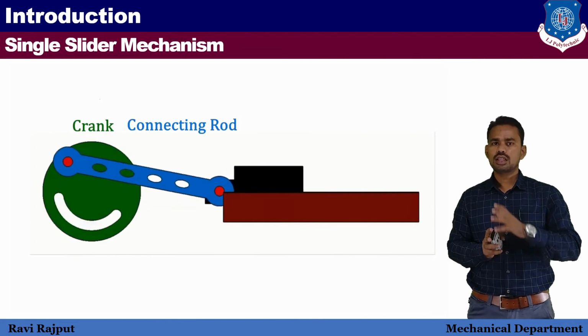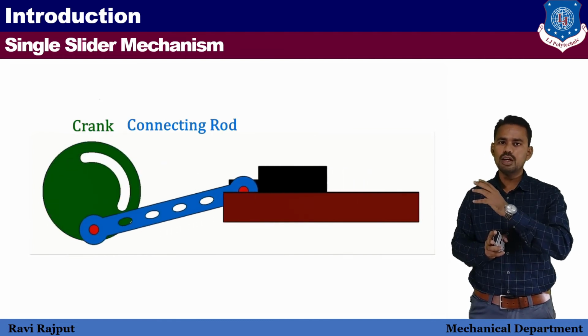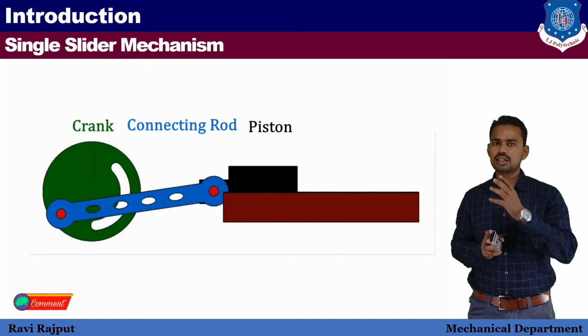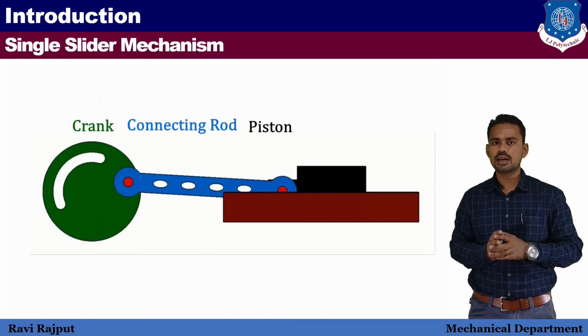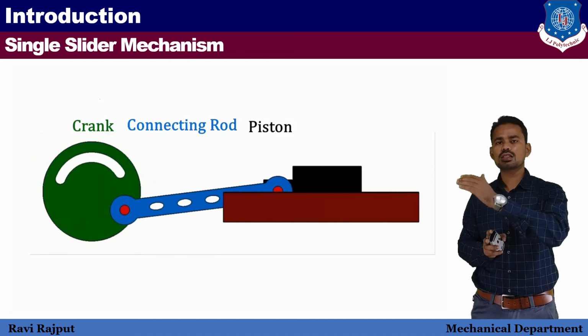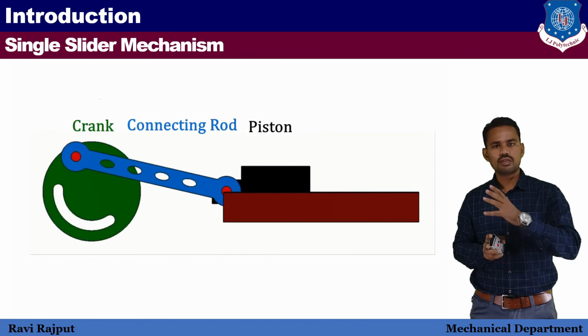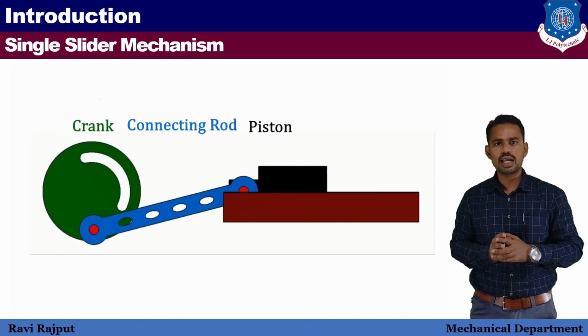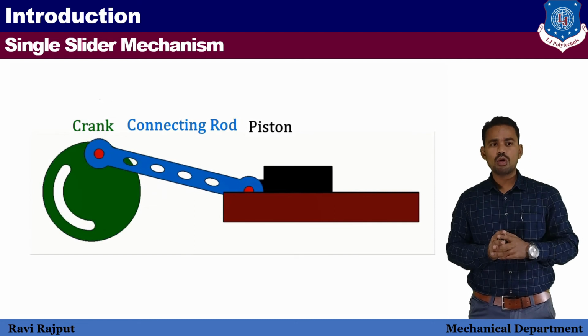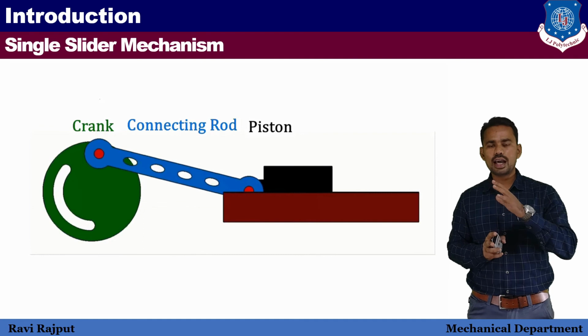So the green one is the crank, which forms a rotating pair or turning pair, then the connecting rod that is connected to the crank, that is also a turning pair, and then the piston and connecting rod, that is also a turning pair, and the piston and the cylinder, or we can say the frame of the engine, those are the sliding pairs. So hopefully you will have no doubts about the single slider mechanism and it will be clear in your mind.